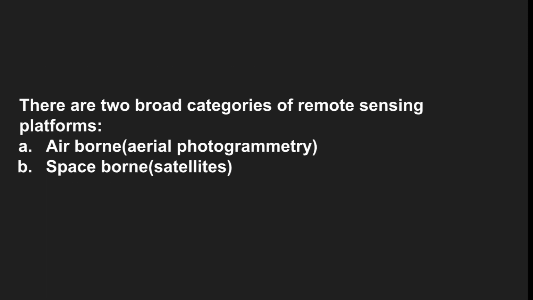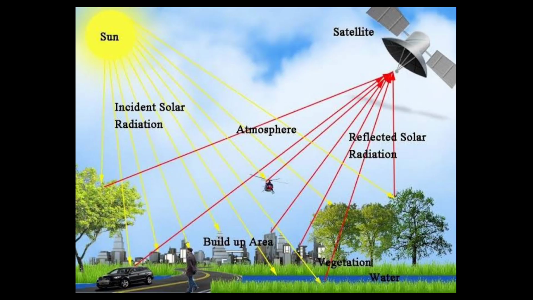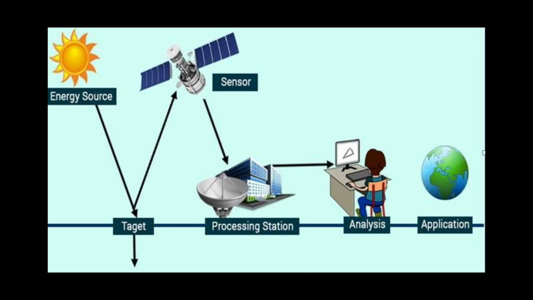There are two broad categories of remote sensing platforms. First one, airborne, and second one, spaceborne. Airborne is nothing but aerial photogrammetry, and spaceborne is done by satellites. As you can see, this picture shows spaceborne remote sensing. Here you can see the sun will emit radiation and the satellite will absorb the radiation, and from the energy source to the target electromagnetic radiations are hit.